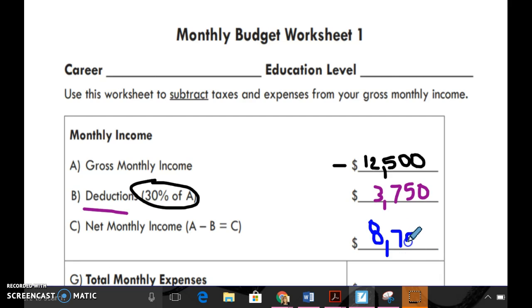This is your net monthly income. This is how much you have to work with. So then when you start doing your housing and all the other things, you're working from this number.